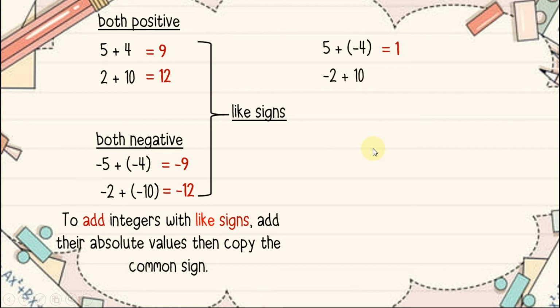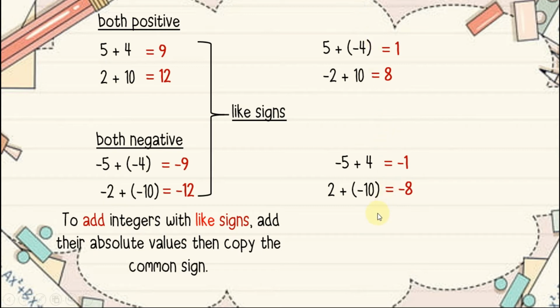Negative 2 plus 10. Correct, it's 8. How about negative 5 plus positive 4? Very good, it is negative 1. Next, positive 2 plus negative 10. You're correct. It is negative 8.